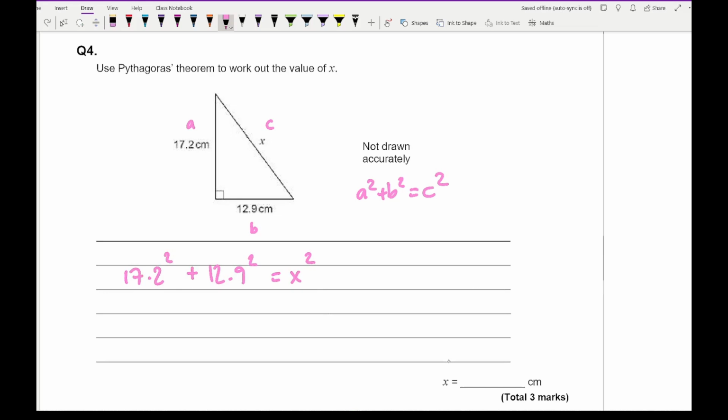Simplifying all of that, we get x squared equals 1,849 divided by 4, which is 462.25. So x is going to be the square root of 462.25, which gives me an answer of 21.5.